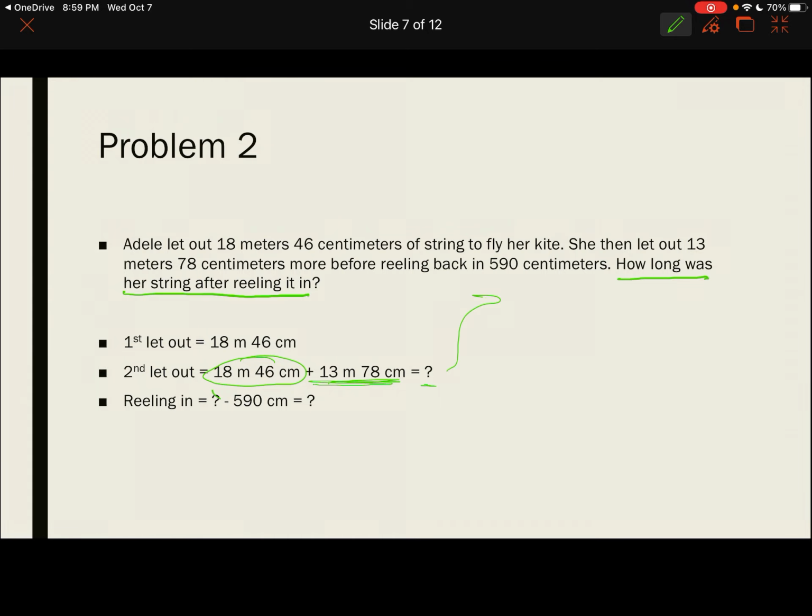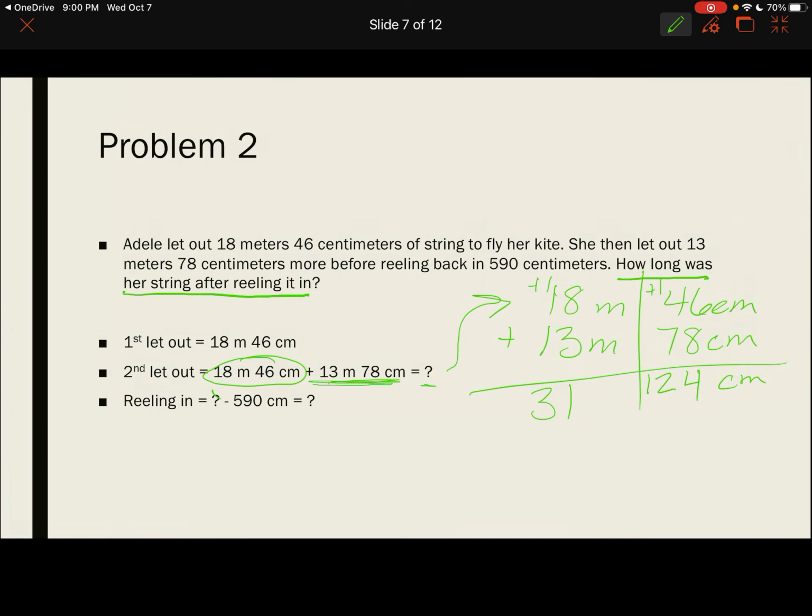So let's go ahead and do this part here. We've got 18 meters, 46 centimeters, 13 meters, 78 centimeters. We're going to add these two together. And again, we can treat this like two separate problems. So we've got 8 plus 6, which is 14. 4 down here, regroup the 1. That's 12. So we've got 124 centimeters here and 11, regroup that, 31 meters.